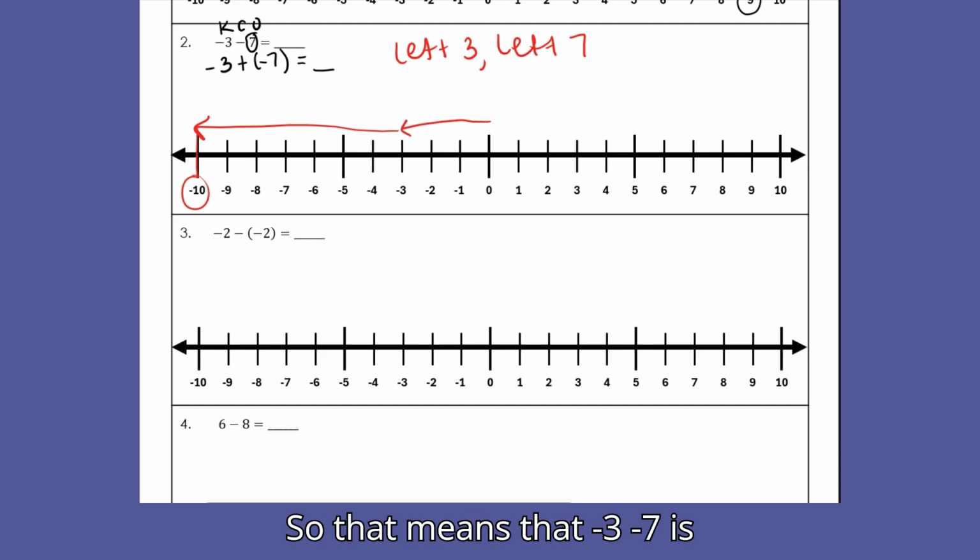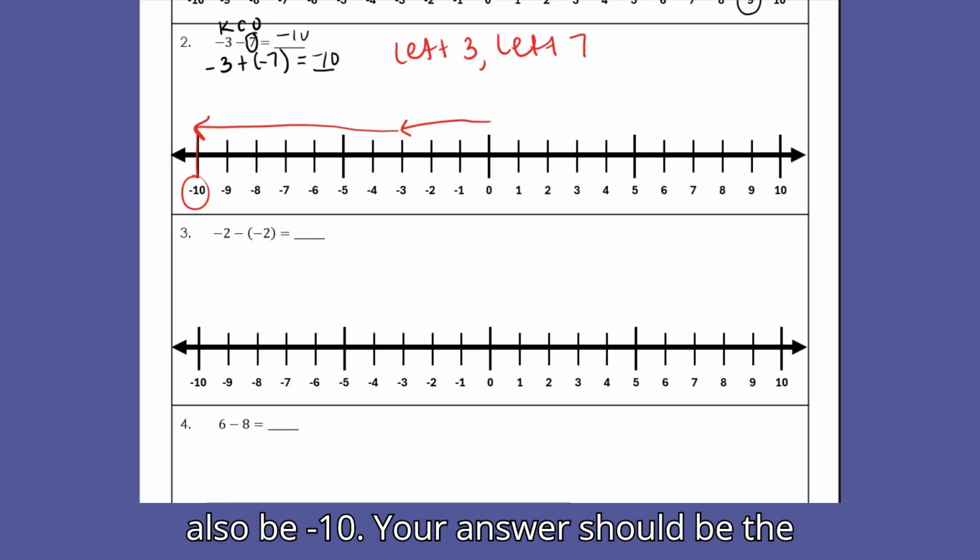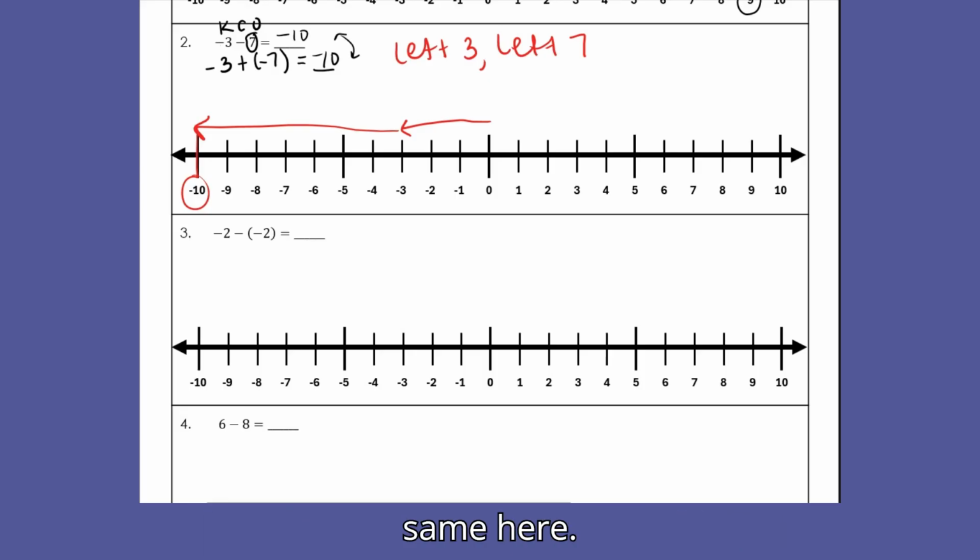That means that negative 3 plus negative 7 is negative 10. And that also means negative 3 minus 7 would also be negative 10. Your answer should be the same here.